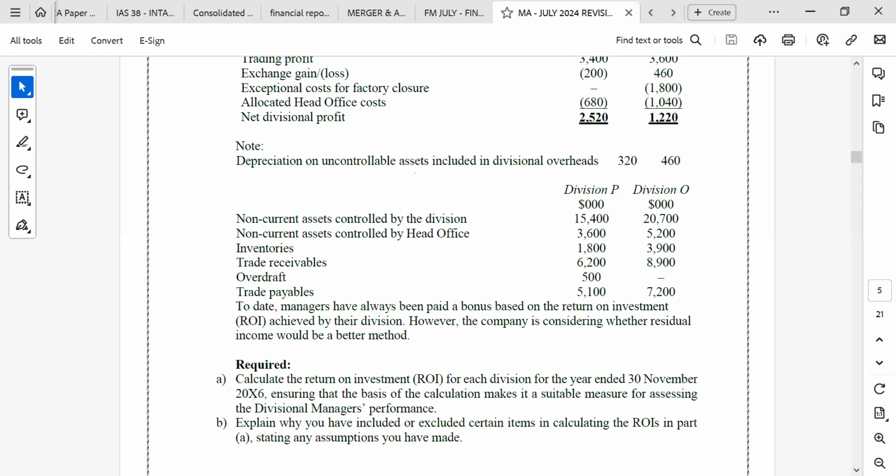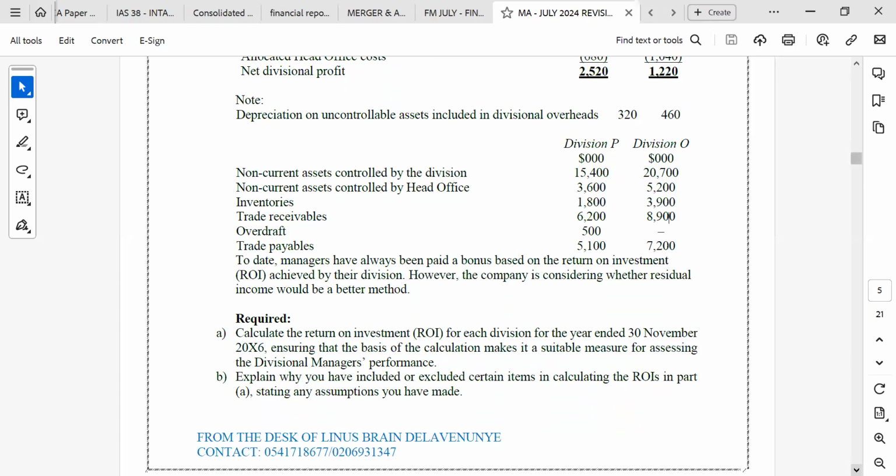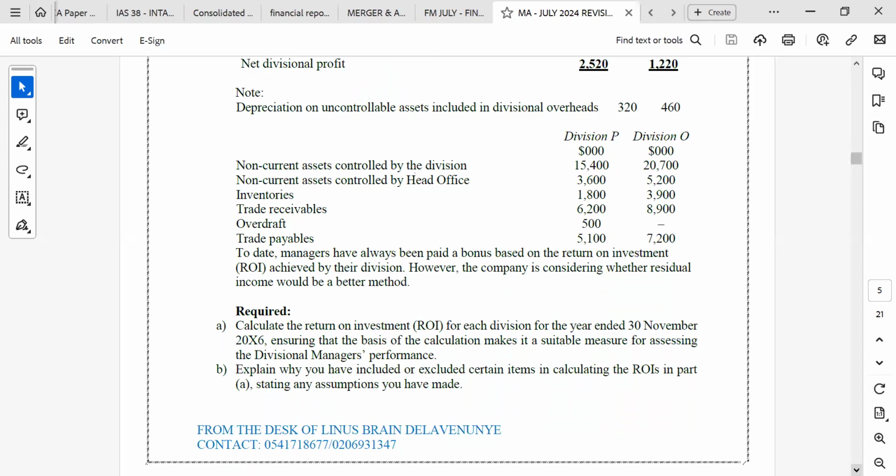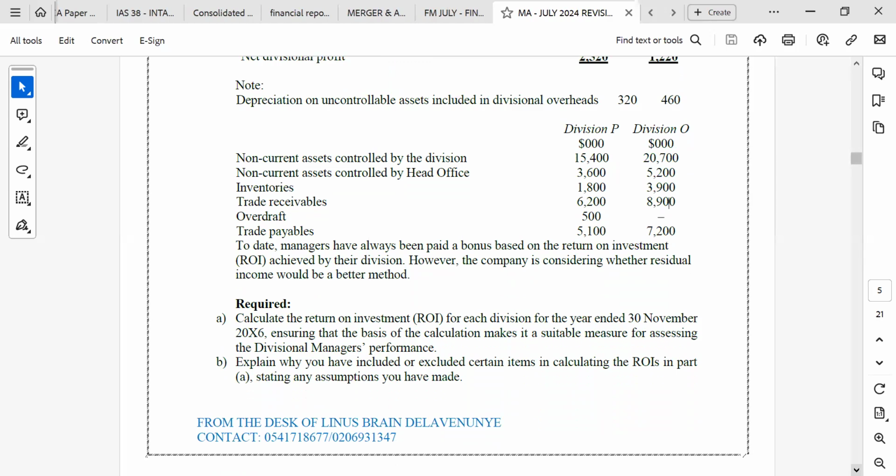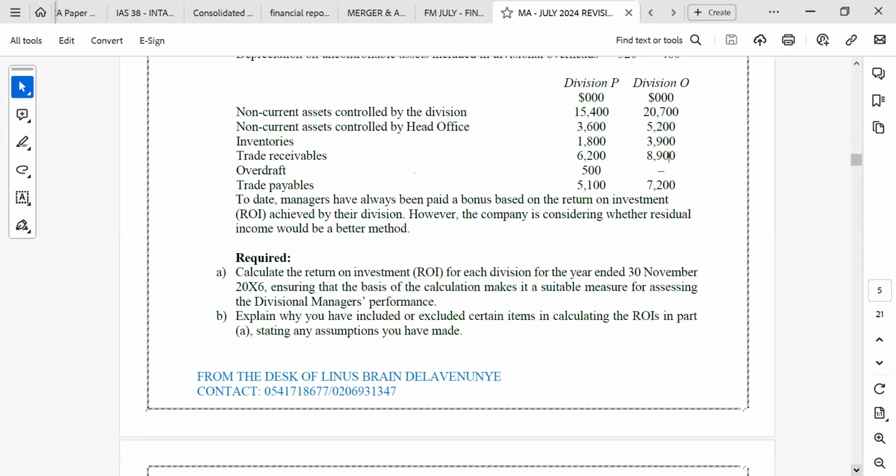To date, managers have always been paid a bonus based on the return on investment achieved by their division. However, the company is considering whether residual income would be a better method. Required: A, calculate the return on investment for each division for the year ended 30th November 2006, ensuring that the basis of the calculation makes it a suitable measure for assessing the divisional manager's performance.